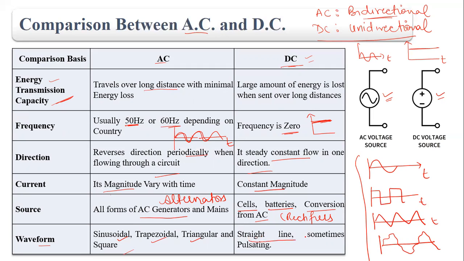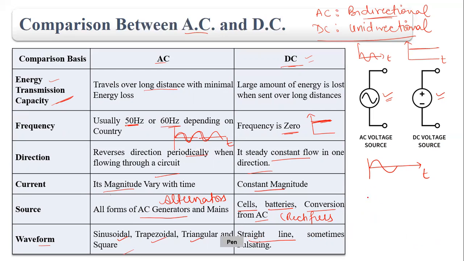However, a DC is represented with a straight line, or it may sometimes be pulsating. For example, the output of a rectifier, let us consider a full wave rectifier, is something like this. So this we call pulsating DC. Remember one thing, that DC is basically a unidirectional signal. It has only one direction. Either it would be positive or negative, that is a different thing, but it would have one direction. However, AC is always a bidirectional signal, right?